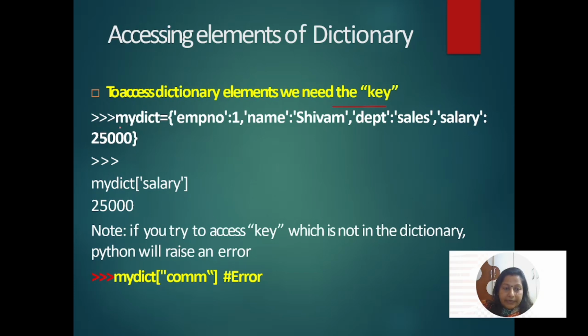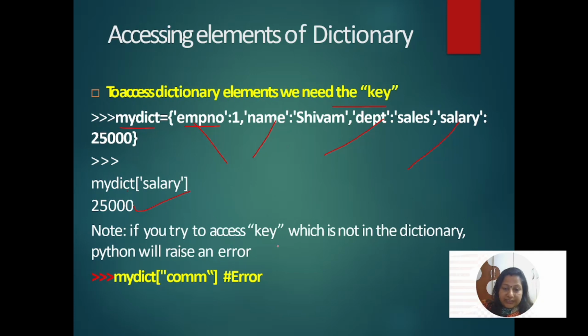For example, I'm creating my dict. This is my dictionary name, and EMP number 1, name Shivam, department sales and salary 25,000. So which ones are the keys? EMP number is a key, name is a key, department is a key, and salary is a key. If I want to access an element, you have to mention my dict, that is the name of the dictionary. In the square bracket, you mention any of the keys. I have mentioned salary here. So you will get the value.